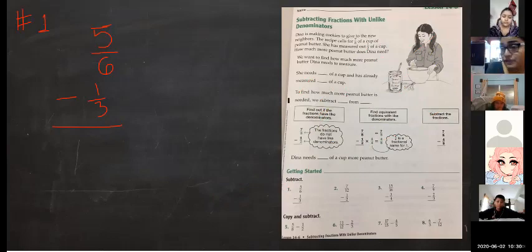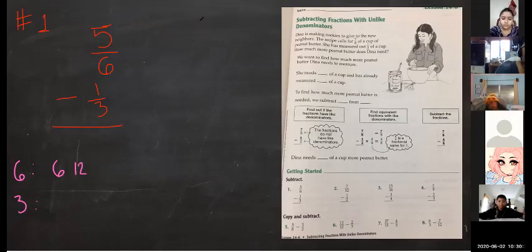Okay, when you have different denominators, we need to find a common number. In this case, how to find it? You need to write the table of 6 and the table of 3 at the same time. 6 times 1, 6, 6 times 2, 12, 6 times 3, 18, 6 times 4, 24.